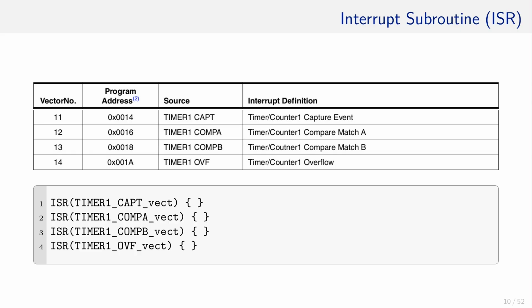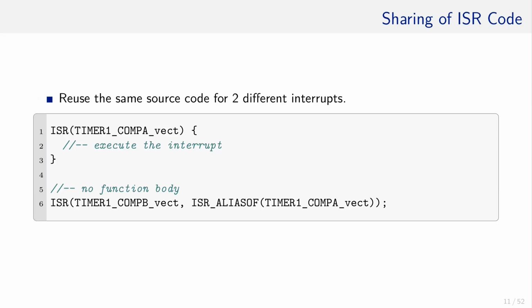But there is more. What if you like to execute the same ISR but for a different interrupt? The ISR does not accept two interrupt vectors as a parameter. It is quite simple: define another ISR with the desired interrupt vector and define this ISR as an alias of the original ISR. Problem solved.